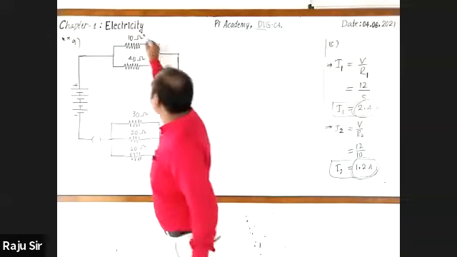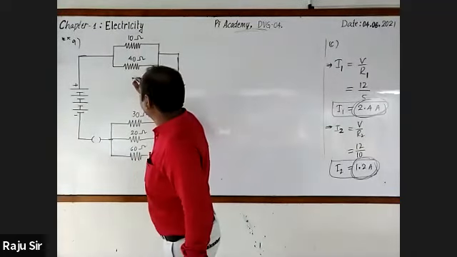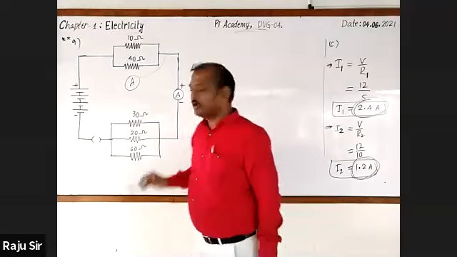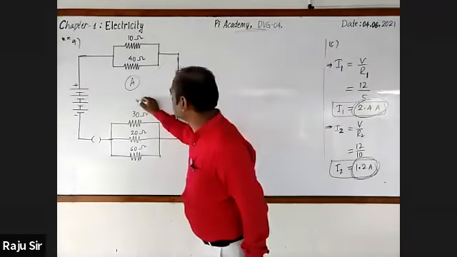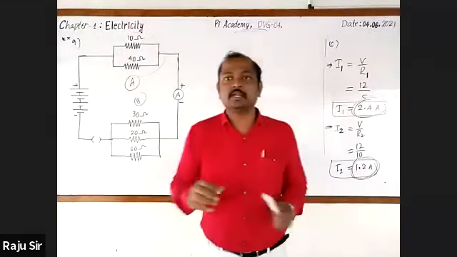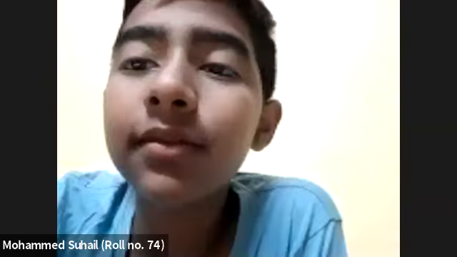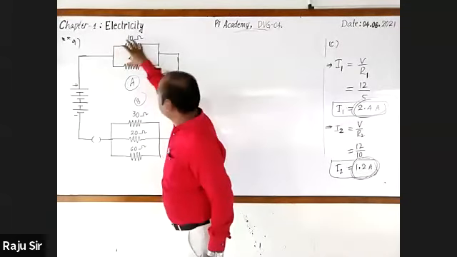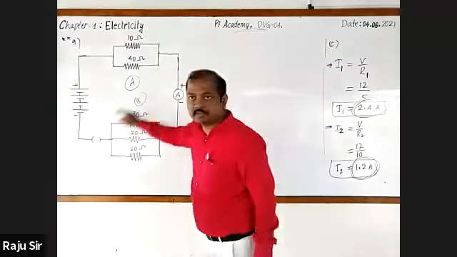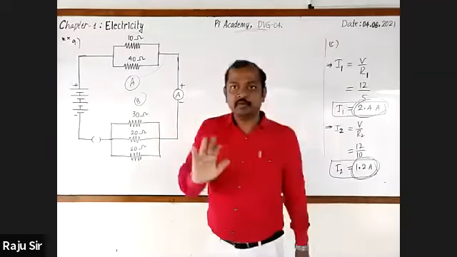Observe. The first combination, this resistance, I take this as A. And the second combination, I take this as B. Now my question is, how are A and B connected? In series or parallel? Series. This combination is connected in series only. Followed? They are connected end to end.